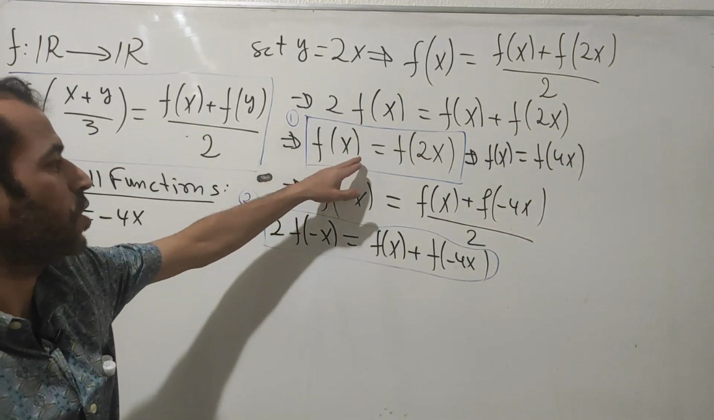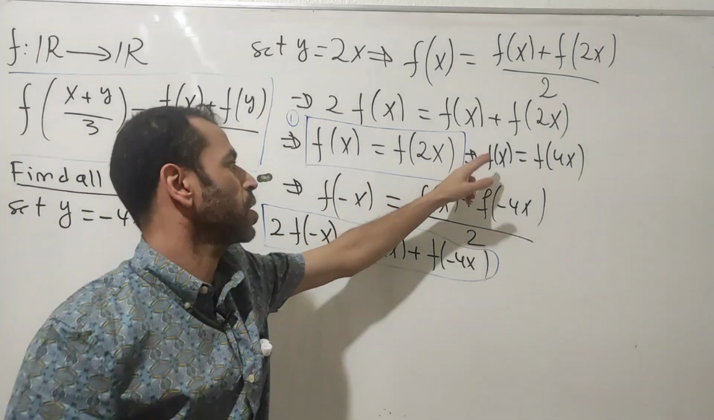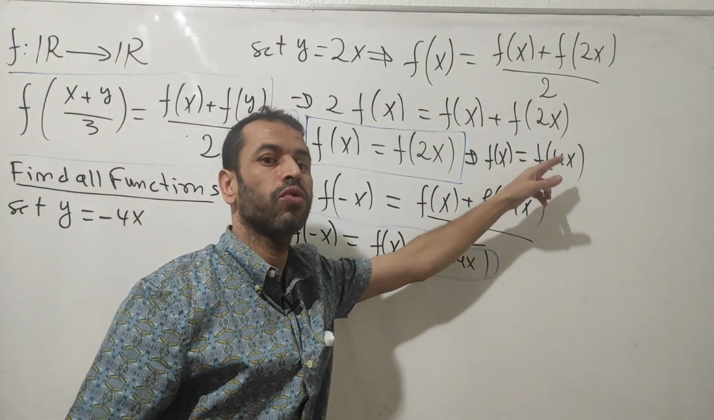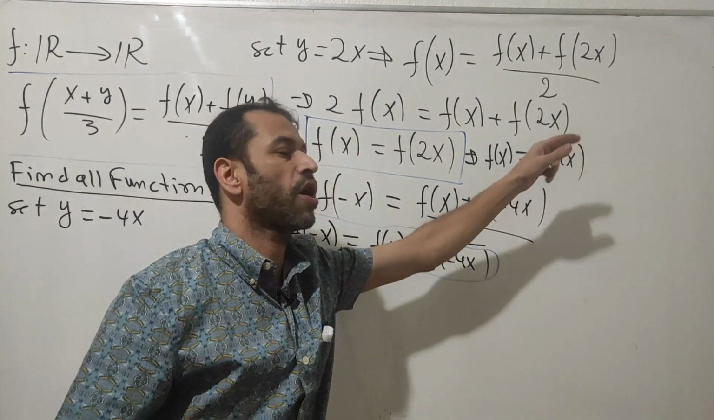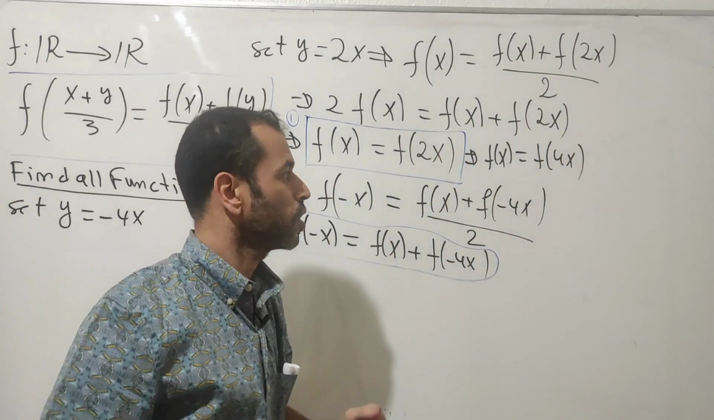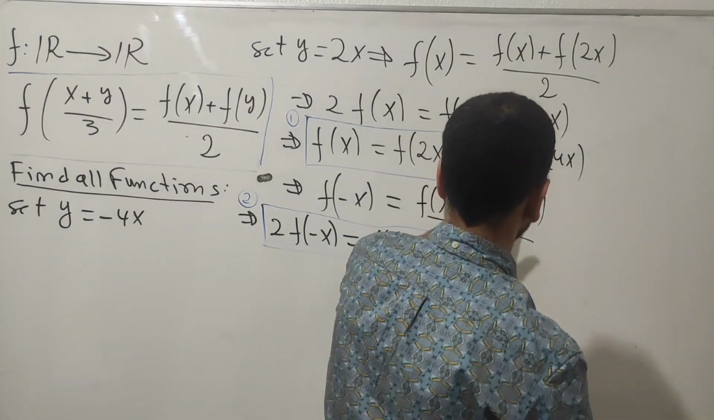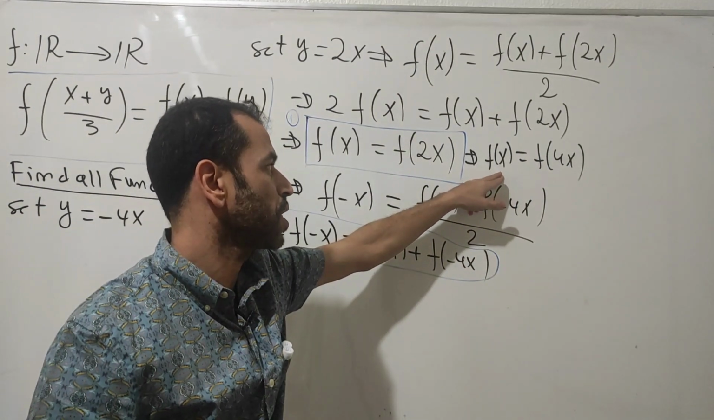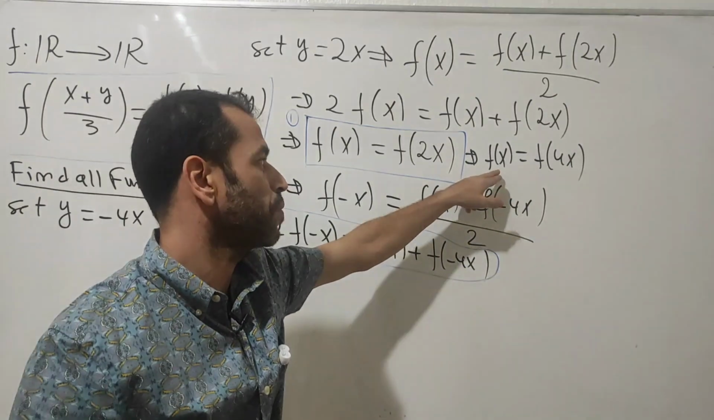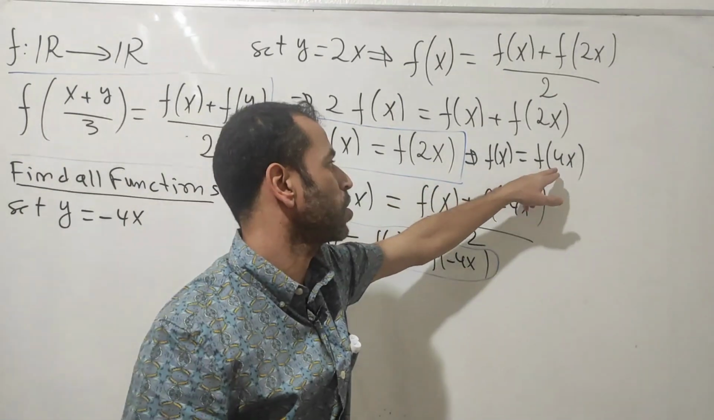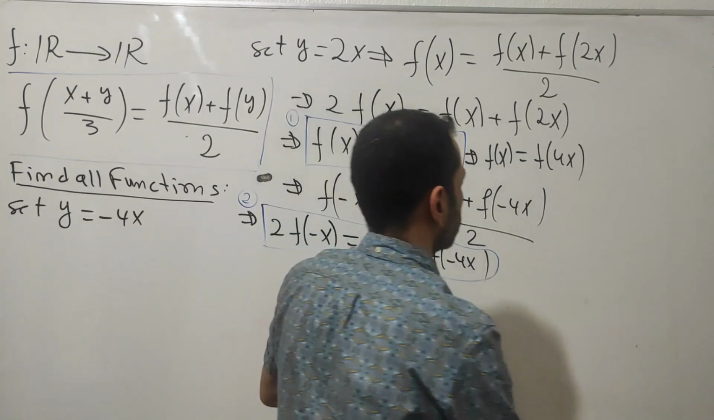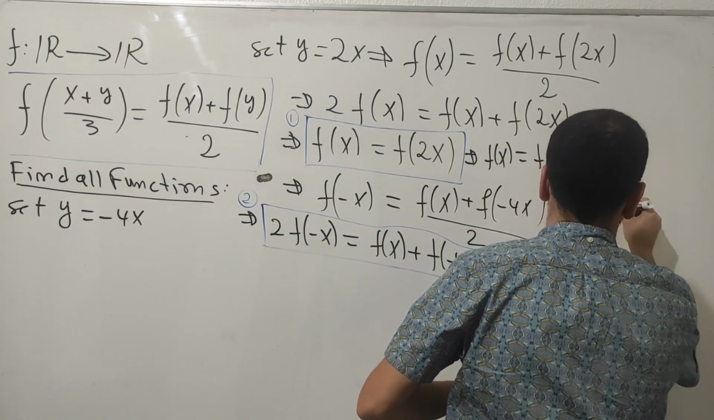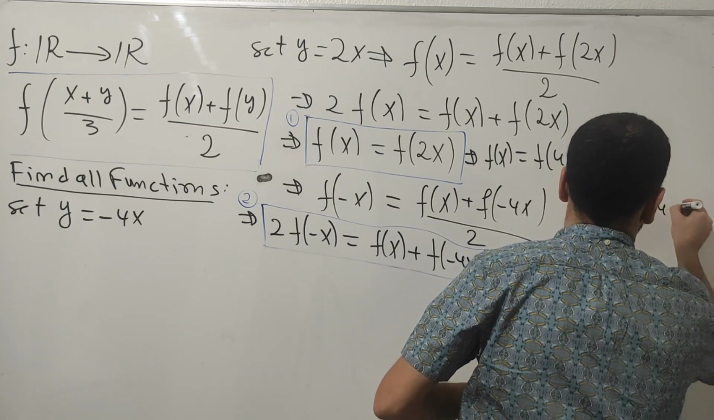Because f of x equals f of 2x, which is the same as f of 4x, the same as f of 2 cubed x, and all the way down to f of 2 to the n x. Now I'm going to put the substitution minus x instead of x here, replacing both terms of the equation by minus x, which gives us f of minus x equals f of minus 4x.